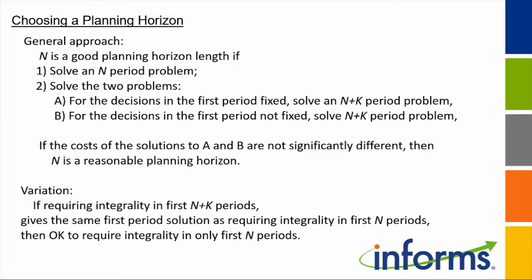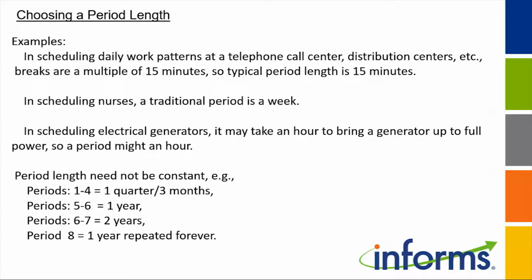So this is sort of a summary of what we're saying there: fix the first period, look at what happens, and see if that makes a difference. Choosing a period length. In some cases, it's fairly obvious what the period length should be.